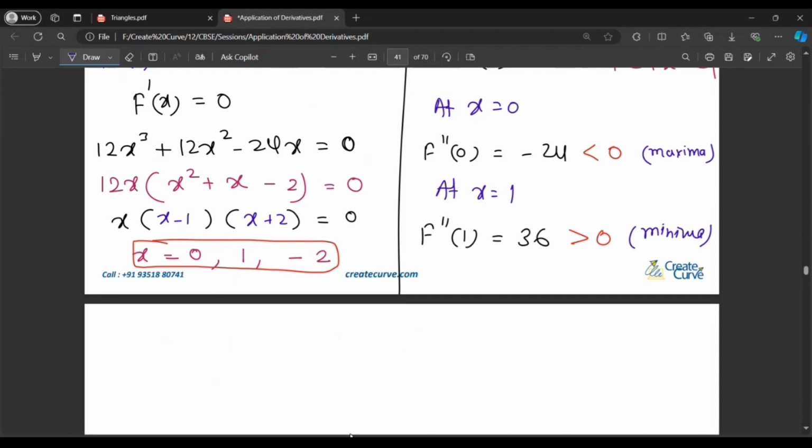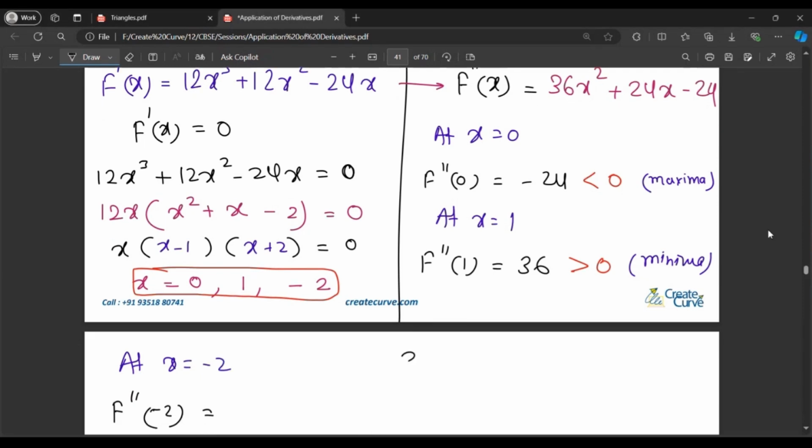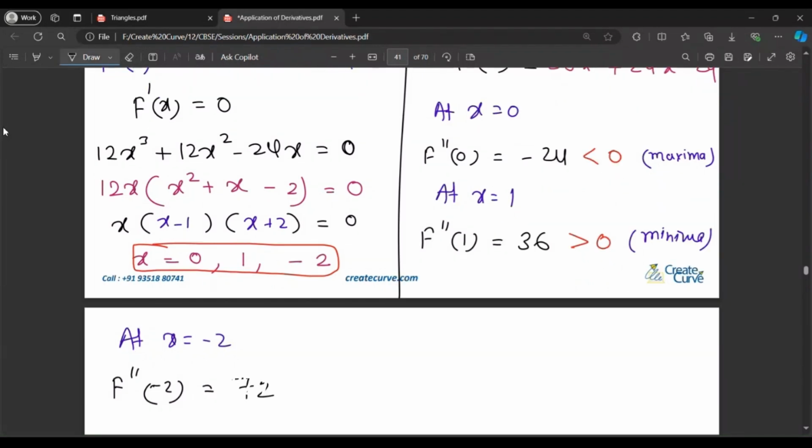All right. At x is equal to minus 2, what will be f double dash of minus 2? Substitute minus 2 here. Solve it. What will be coming? 6 times minus 2 squared is 6 times 4, which is 24, minus 24... So the answer is coming as 72. Is 72 greater than 0 or less than 0? So this will be the point for minima.